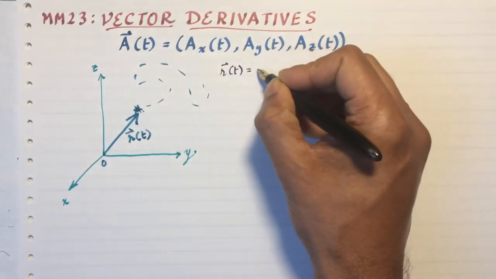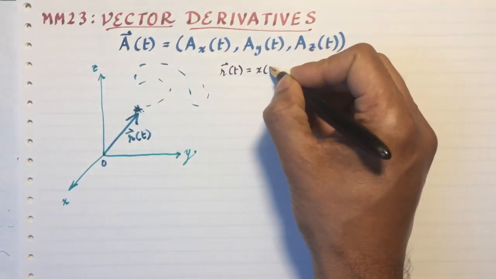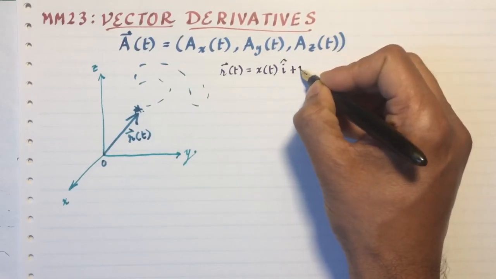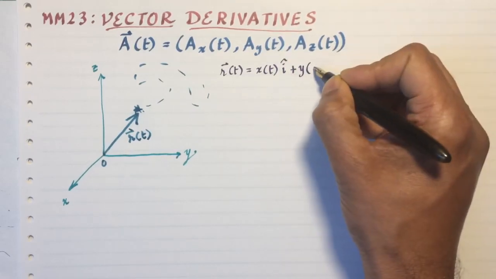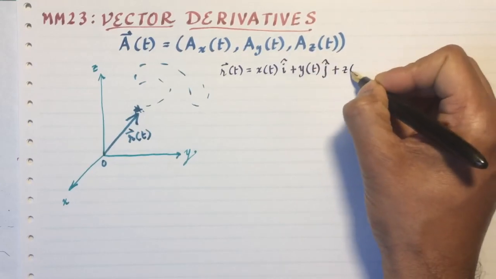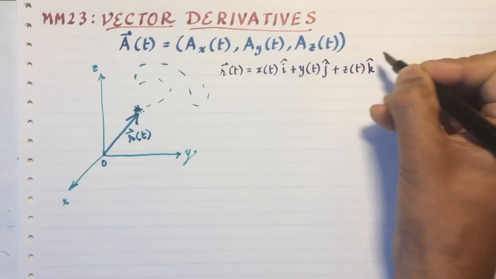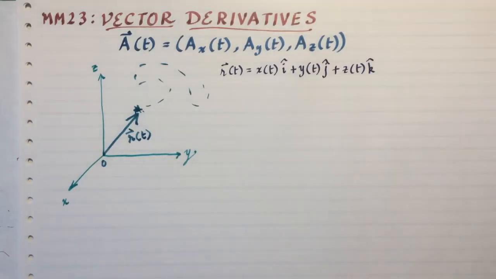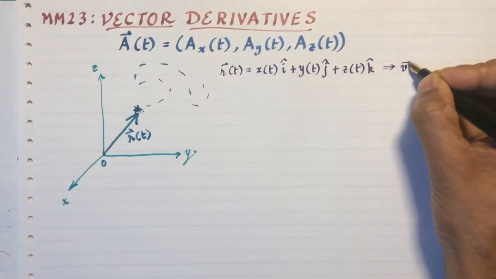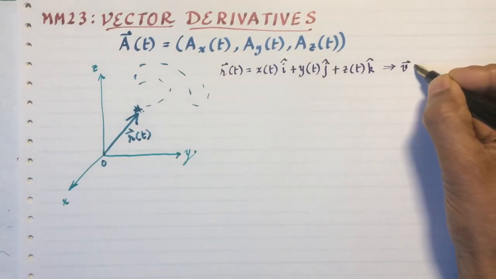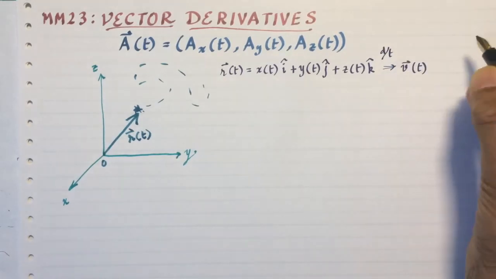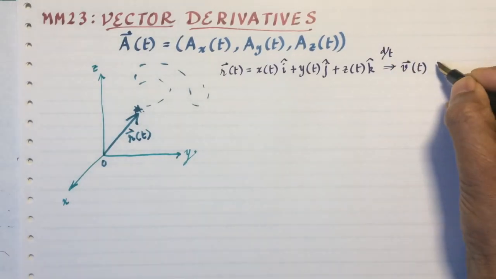It's going to have, using the ijk unit vectors, x of t times i hat, y of t times j hat, plus z of t times k hat. And once you have this position vector written down, you can then define various other vectors that arise from it. The velocity vector is got by differentiating. So from this in this direction, you would differentiate.